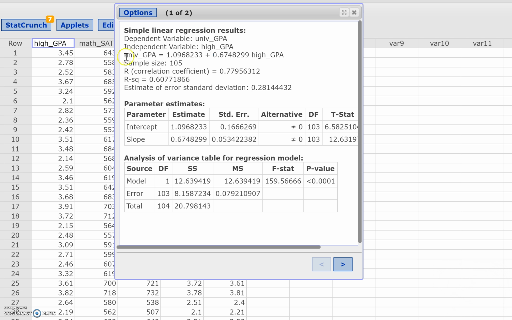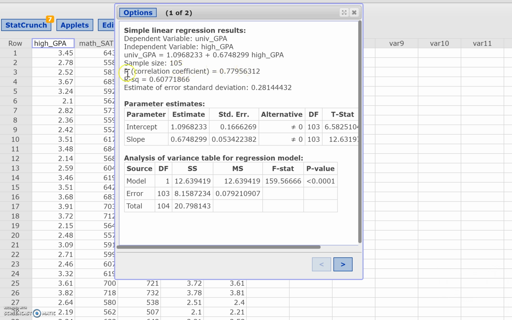You could use this to make predictions on your own university GPA once you transfer based on your high school GPA. Though again, we have no idea how good this data is, whether it was transfer students, and transfer students may have a different relationship.